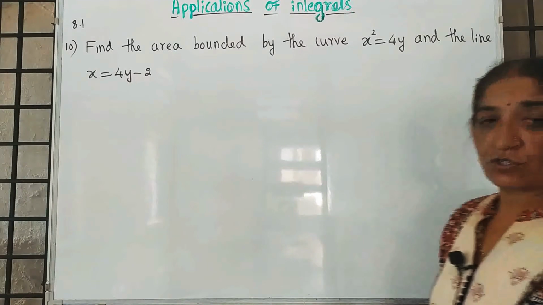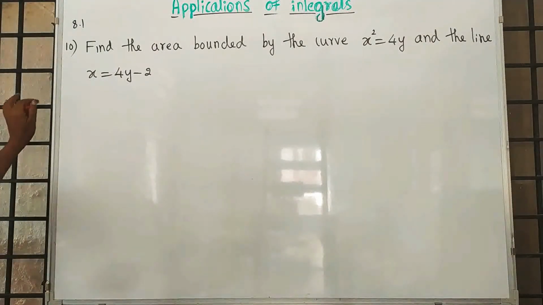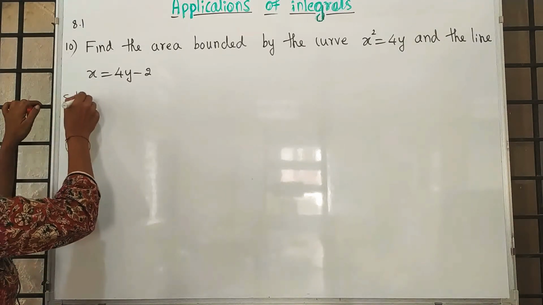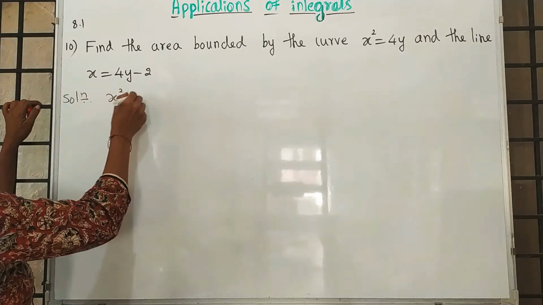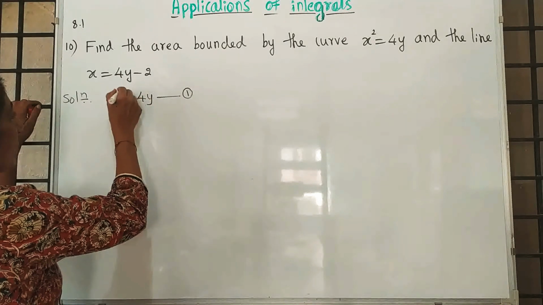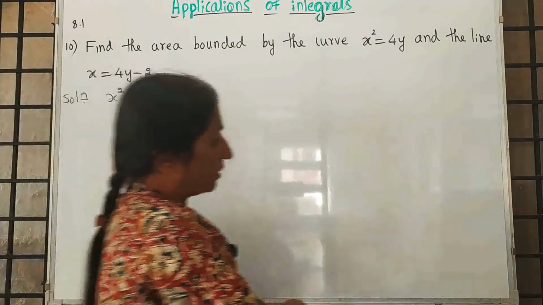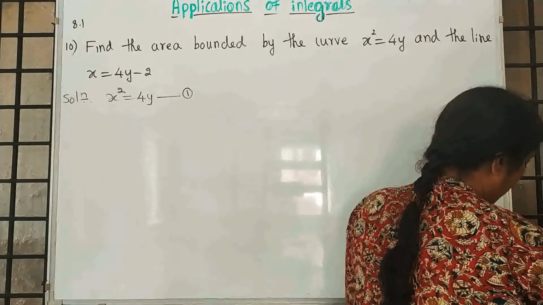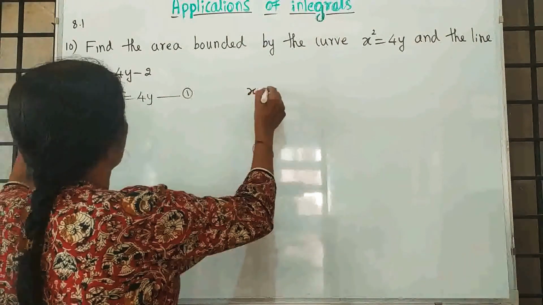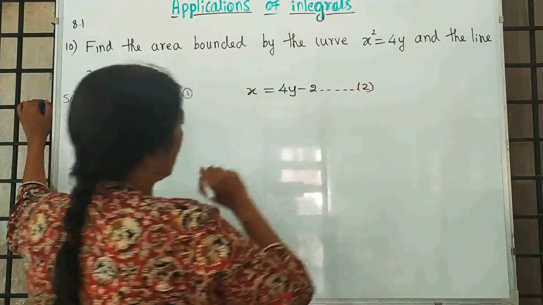Moving to the next question in exercise 8.1, that is the 10th one. Find the area bounded by the curve x square is equal to 4y and the line x is equal to 4y minus 2. x square is equal to 4y, this is equation 1, and we are familiar, this is the equation of the parabola. The next one is x is equal to 4y minus 2. See that x and y are in linear form, which means they are straight lines. But we don't know where they are intersecting.